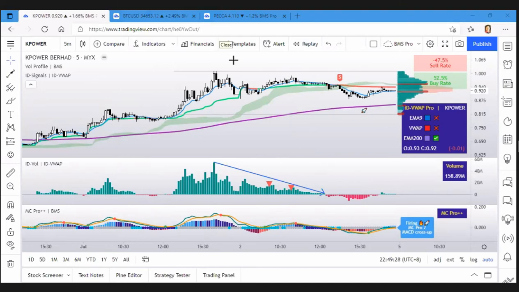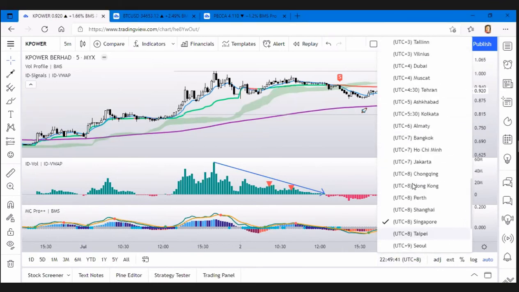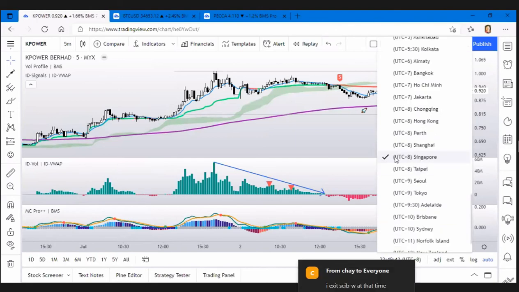Hold on, Cole asked me how to change the time at TradingView. In TradingView, this is the time. This one, can you see the time zone? You click here, then you can see all the time settings, the time zone. All right, there's only Singapore, there's no Malaysia. So click Singapore, right? This is how we change the time.